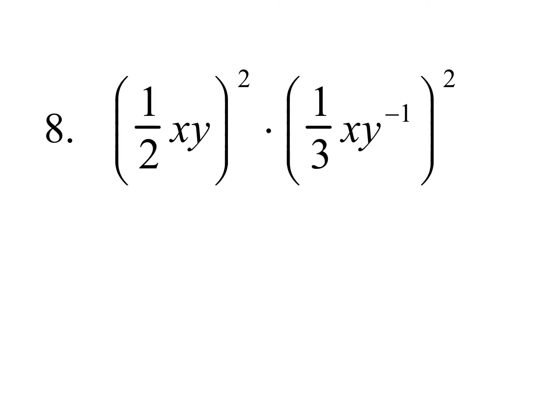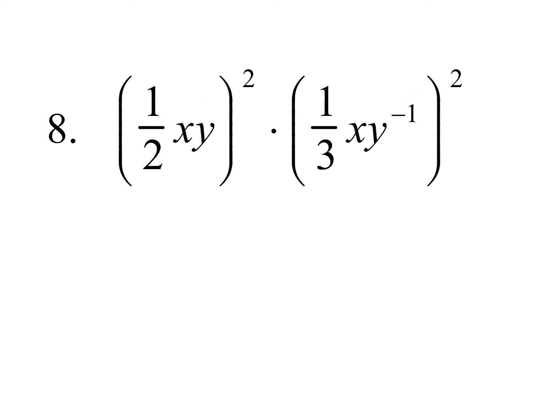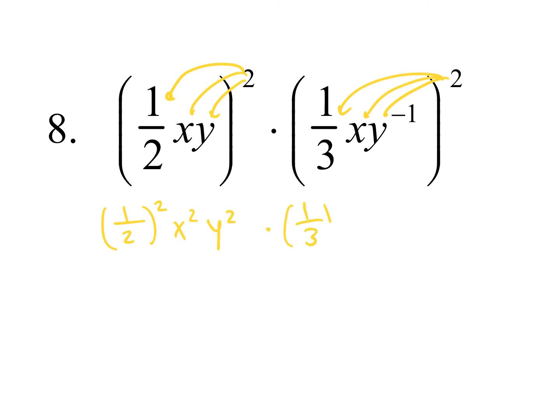All right, let's take a look at number 8. What should I do first? Distribute. So distribute the 2 to everything, and then again, I'm going to distribute here. So 1/2 squared x squared y squared times 1/3 squared x squared y to the power of negative 1 squared. What can I do next?